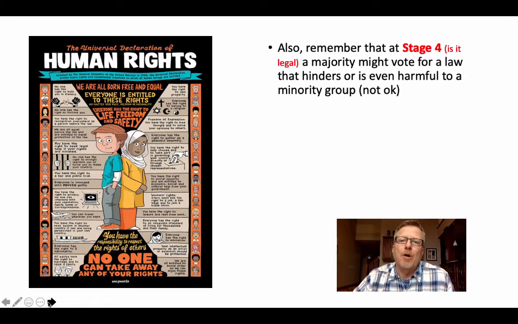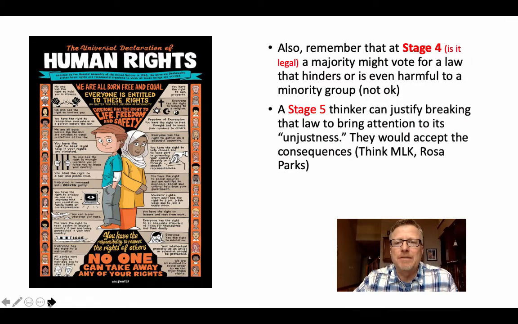Remember also at stage 4, it's legal if people vote in a law that could actually hinder the rights of other people. It may even be harmful to a minority group somehow. And it has happened in the past. We know a lot of civil rights were abridged in the past by legal vote. It might be the law at stage 4, but at stage 5, a thinker can justifiably break a law if that law is unjust.